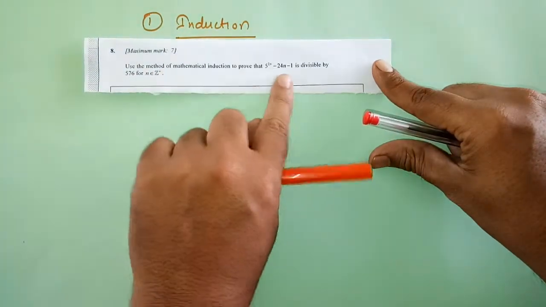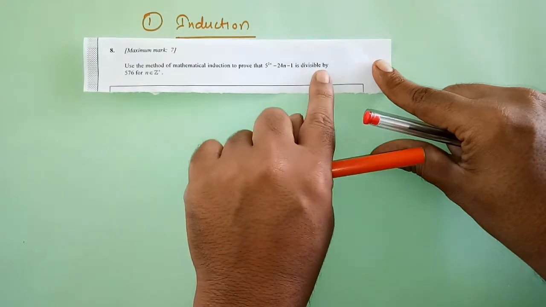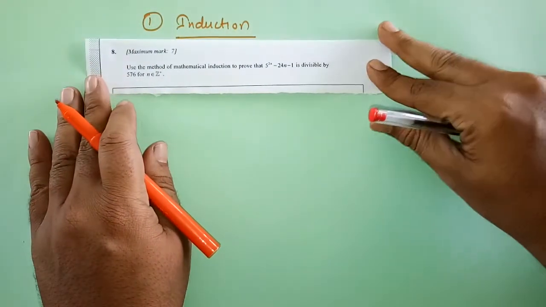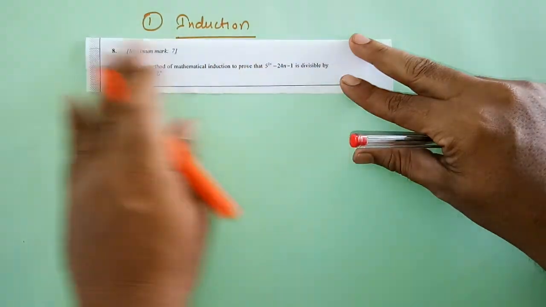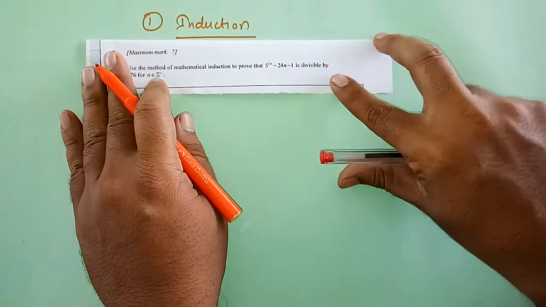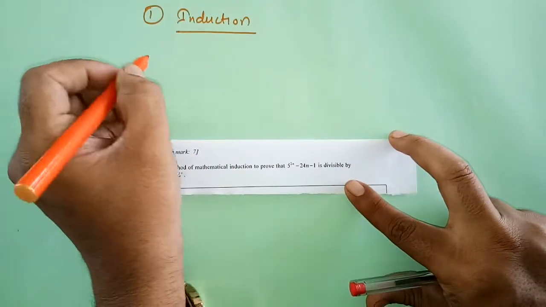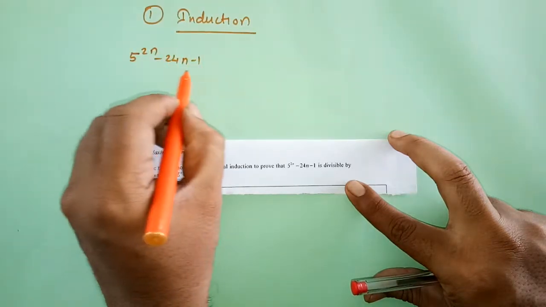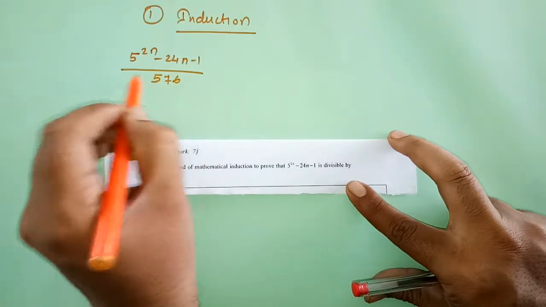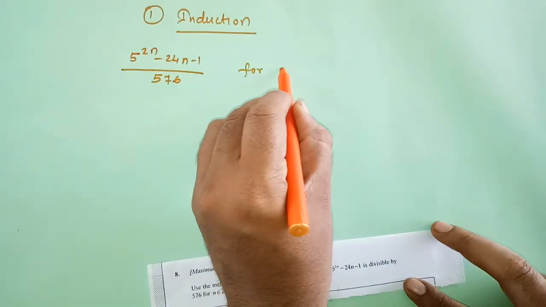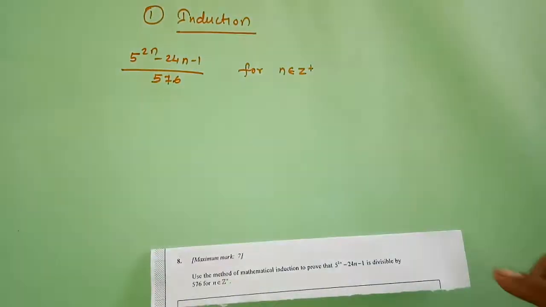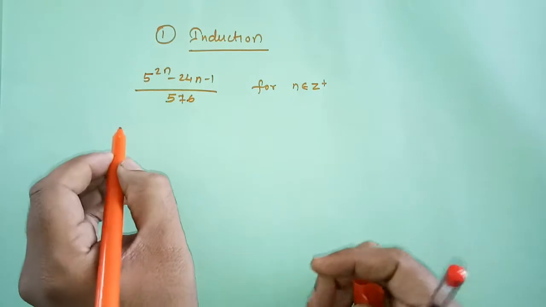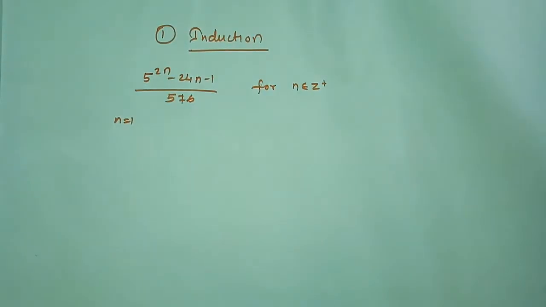Use the method of induction to prove 5 to the power 2n minus 24n minus 1 is divisible by 576. So without any delay, I know that your time is really important at this moment, so I'm going to straight away start the procedure. I have to prove that 5 to the power 2n minus 24n minus 1 is divisible by 576 for all positive integers. That's my question. First of all, you take n equals 1. Let's try to prove n equals 1 is true.